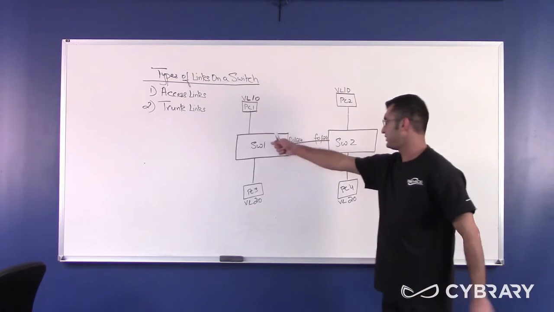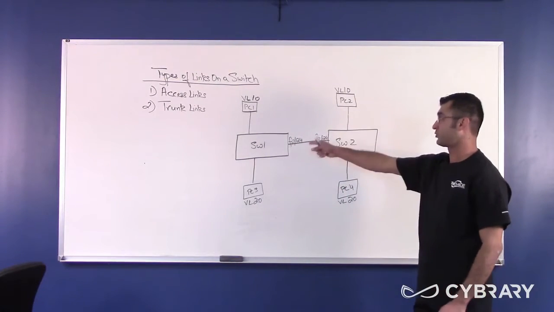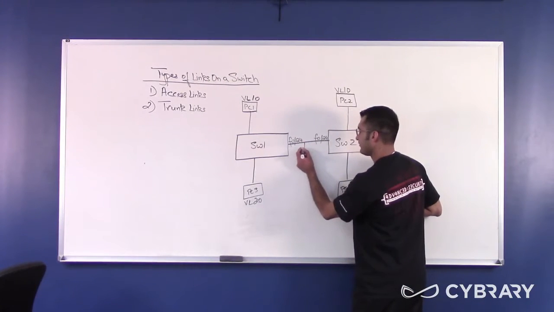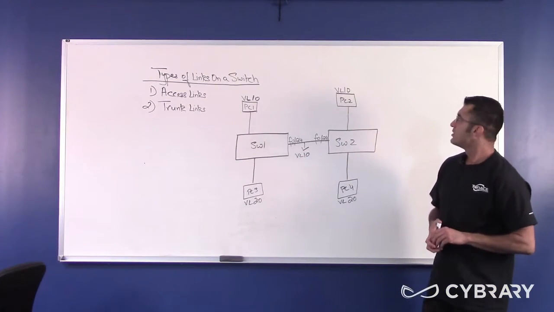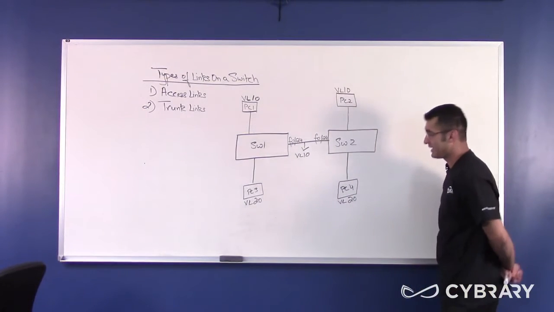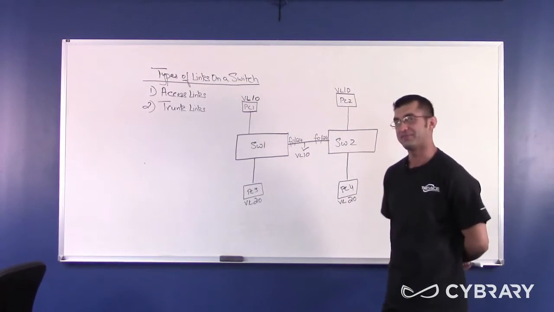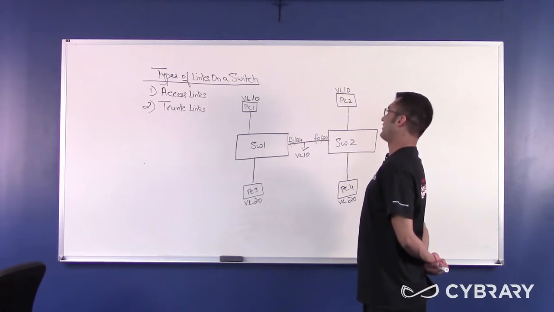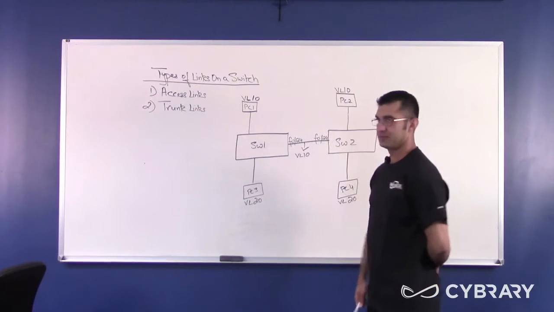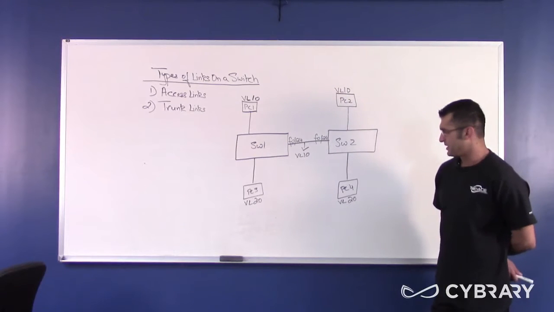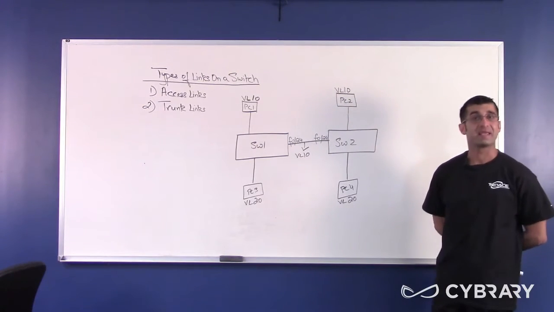If this link between switch 1 and switch 2, this port 24, were put in VLAN 10, then only PC1, which is in VLAN 10, and PC2, which is in VLAN 10, can talk to each other. Remember I said that VLANs can traverse switches? Well, at this point, we are only traversing VLAN 10 across this link connecting the two switches on port 24. PC3 and PC4 can't talk to each other.